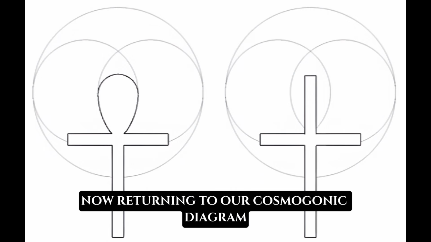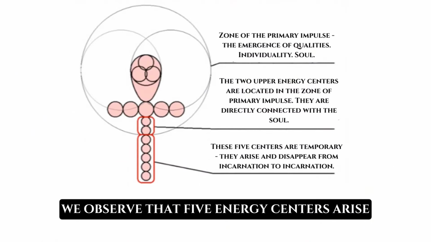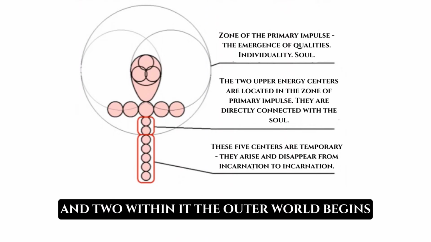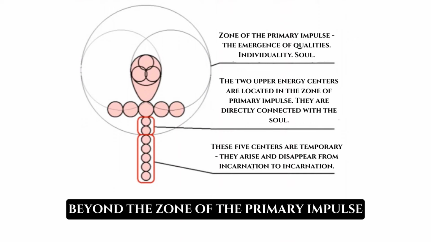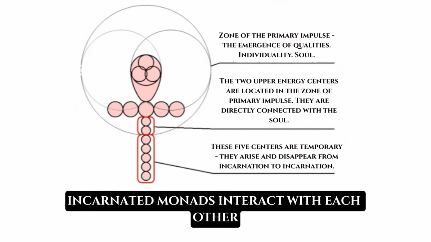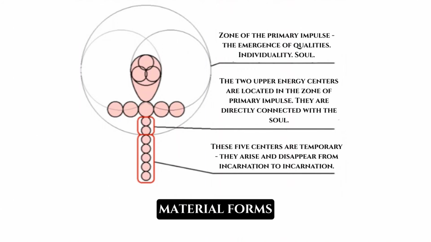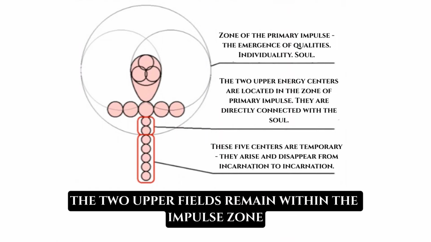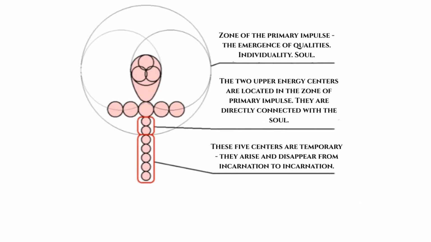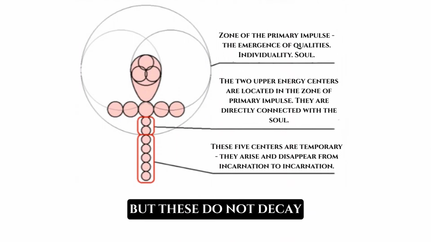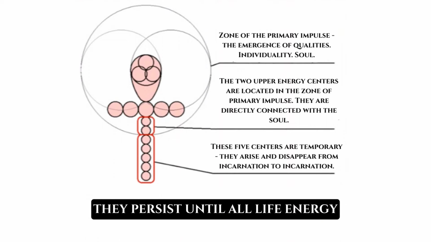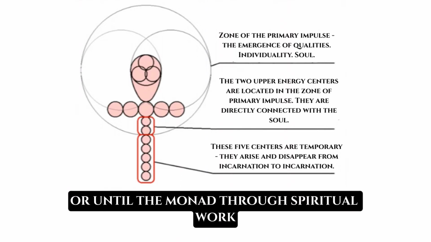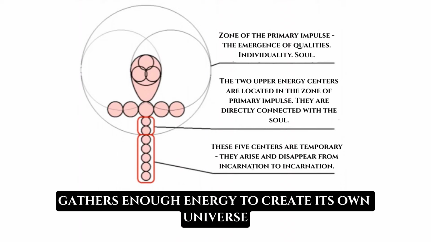Now, returning to our cosmogonic diagram, we observe that 5 energy centers arise outside the zone of the primary impulse, and 2 within it. The outer world begins beyond the zone of the primary impulse. Through these 5 centers, incarnated monads interact with each other. Material forms linked to these energy fields disintegrate between incarnations. The 2 upper fields remain within the impulse zone. They also form material shells, but these do not decay. They persist until all life energy is depleted into the material world, or until the monad, through spiritual work, gathers enough energy to create its own universe.